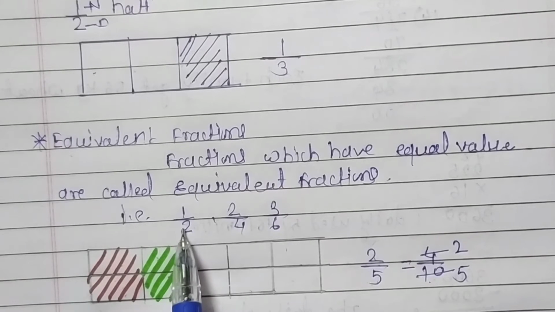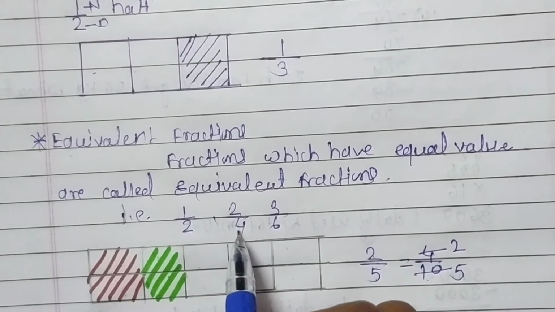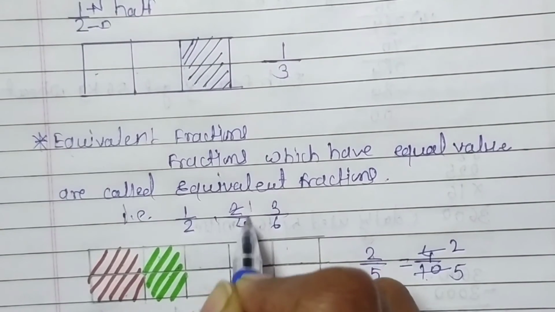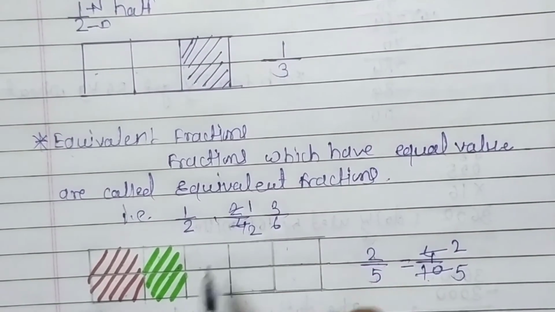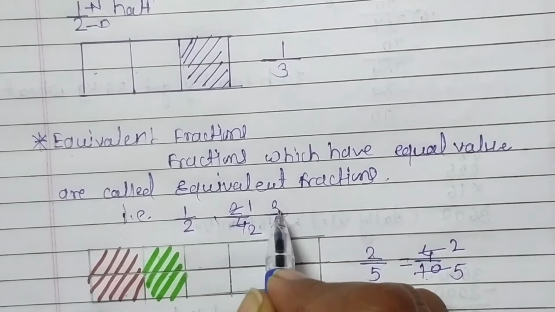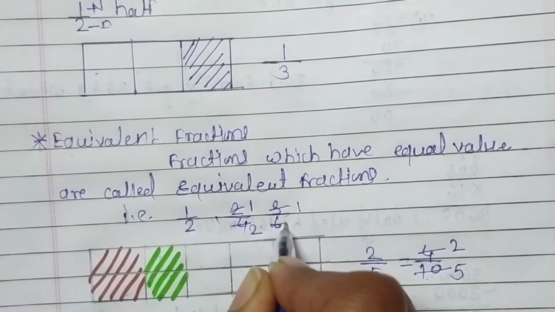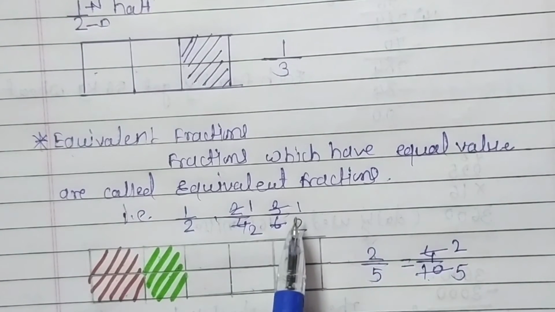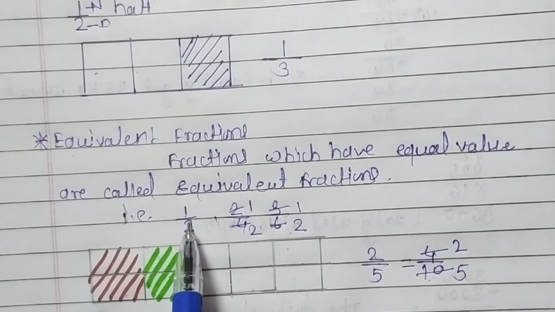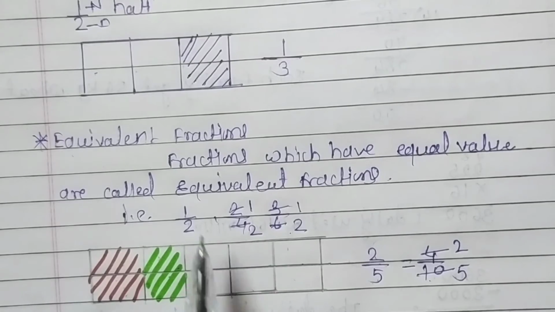Just like in our example, we write here 1 upon 2, 2 upon 4 and 3 upon 6. When we divide 2 upon 4, we get the fraction: 2 1s are 2 and 2 2s are 4. The fraction we get here is 1 upon 2. When we divide 3 upon 6, 3 1s are 3 and 3 2s are 6. Here also we get the fraction 1 upon 2. Means all these three fractions have equal value. So they are called equivalent fractions.